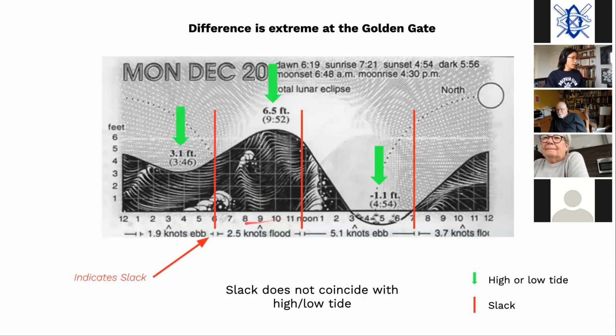So just to look at using the information here, we'll notice that slack does not coincide with high tide or low tide. You can see this low tide happened at 3:46, but there's still movement of water for many hours later. You can see that these things don't really line up as you would intuitively expect.